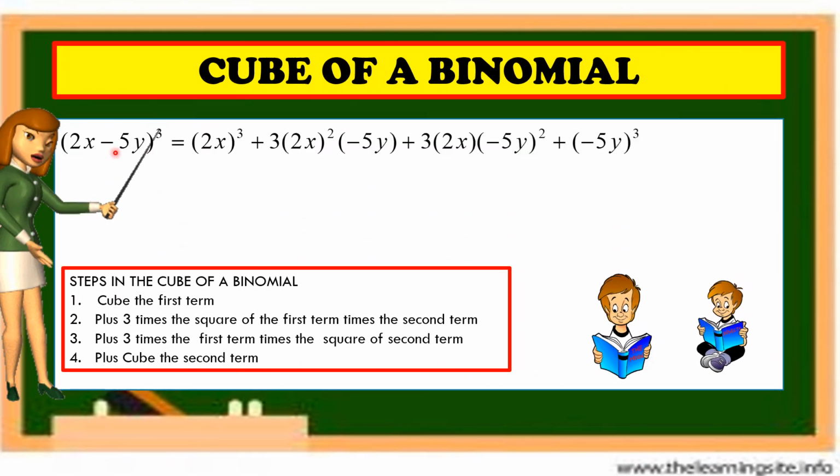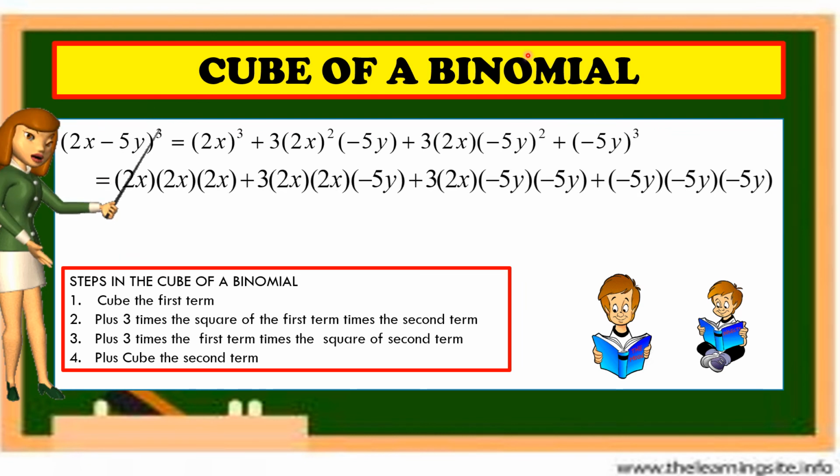And the given is (2x minus 5y) quantity cube. So we cube the first term. 3 times the square of the first term times the second term. 3 times the first term times the second term squared, plus we cube the second term. So we need to write 2x 3 times. 3, 2x twice times negative 5y. 3 times 2x, negative 5y twice. Then we have negative 5y 3 times.